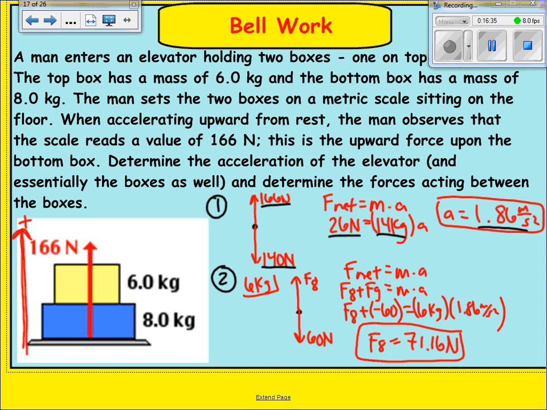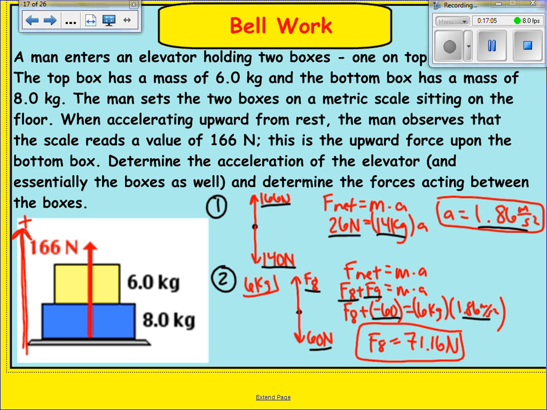So the 6 kilogram block has the force from block 8 pushing it up, and the 60 newtons of its own gravity pushing it down. Over here, I set force net equals mass times acceleration. The 2 forces that make up your net force are the force from F8 and the force of Fg. I plug in my values. Notice that my gravity is negative because gravity is pointing down and up is positive. My acceleration is positive, however, because the block is accelerating up, so it needs to be a positive value. And that gives you the force of 71.16 newtons.